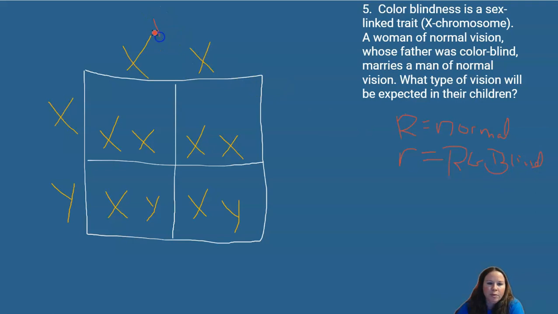So she has normal vision. That tells me she's got at least one big R. But it says her father was colorblind. Here's her father. He had to have a little r allele. And that's the only one that he can give her, because if he gives her the Y, she would have been a boy. All right, so we'll pass that little r up here. It says the male has normal vision. He gets a big R. Go ahead and fill in the boxes. Always write the dominant one first.